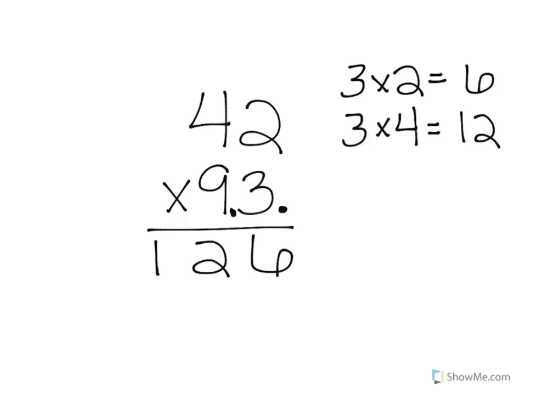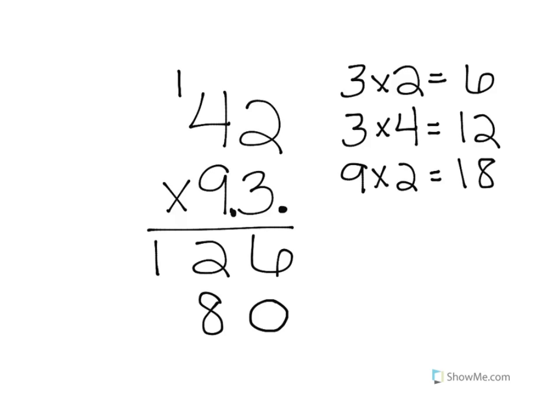Now I'm going to start with the 9. 9 times 2 equals 18. I'm going to put the 8 right here. I'm going to put my 0 because I know that it's actually 90 times 2, which equals 180. And I'm going to carry the 1 up here by the 4.